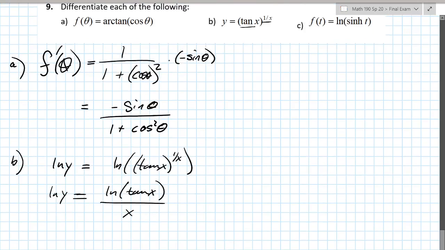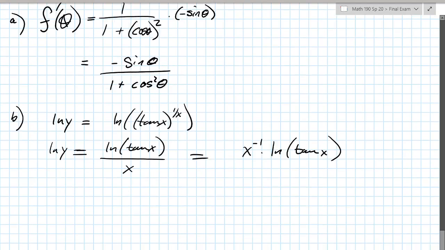If you prefer the 1 over x, then you can write it as x to the negative 1 power and do the product rule. If you prefer the divided by x, then you can do the quotient rule. Most people prefer the power rule and the product rule to the quotient rule, so I will take the derivative of the right-hand side. So, derivative of the left-hand side, don't forget we have to take the derivative of the left-hand side.